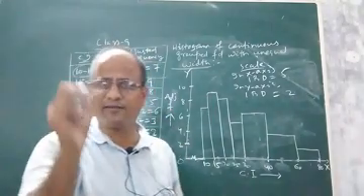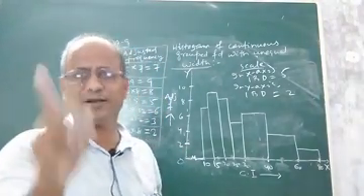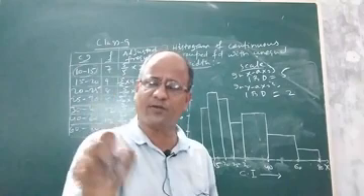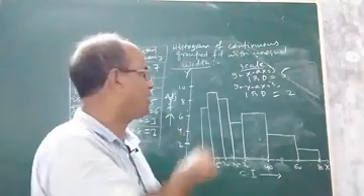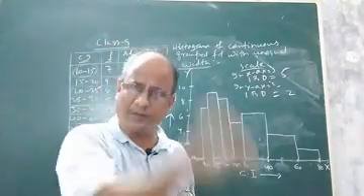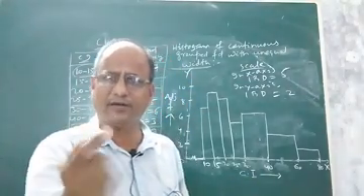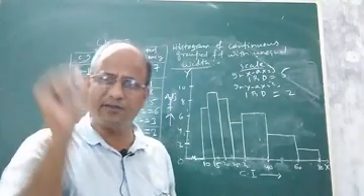See, in case the classes are continuous but width is not the same, what will you do? First you find the adjusted frequency, meaning you adjust the frequency of each class. By the formula, what is the formula I said? Minimum class size divided by size of that particular class, into frequency of that particular class or class interval. You will get the adjusted frequency of each class.